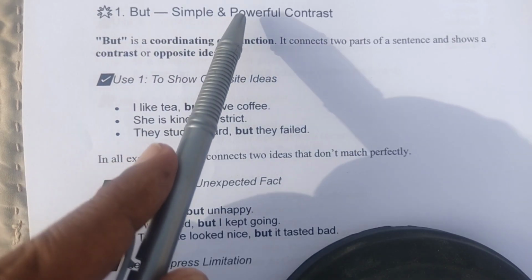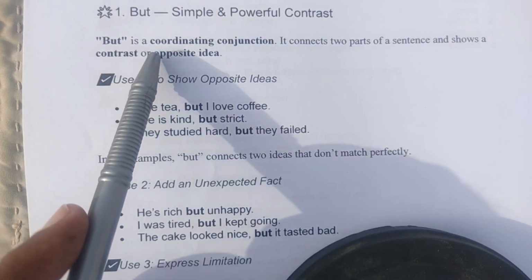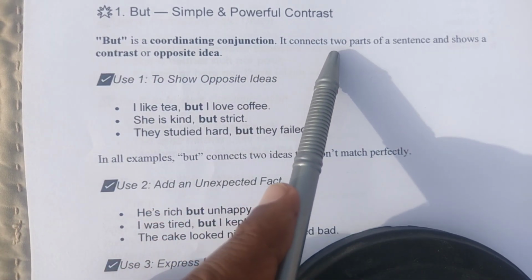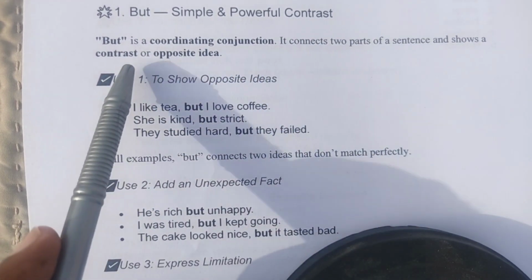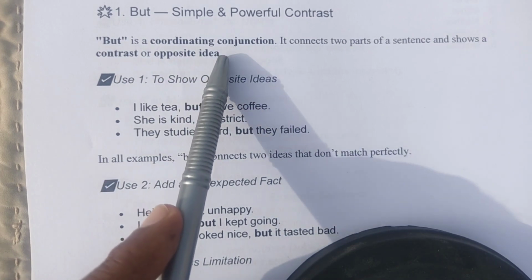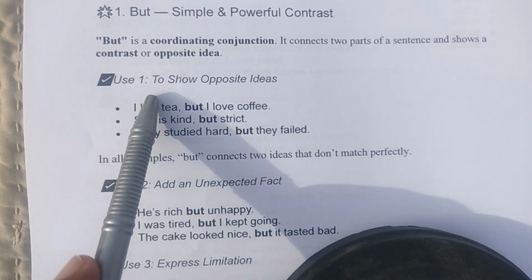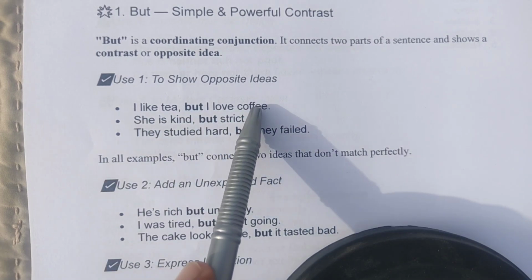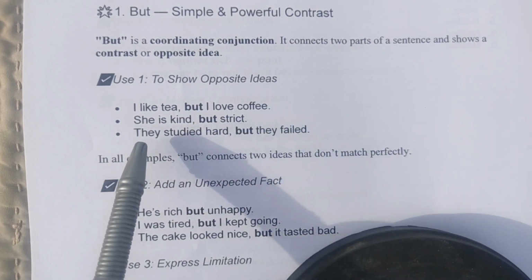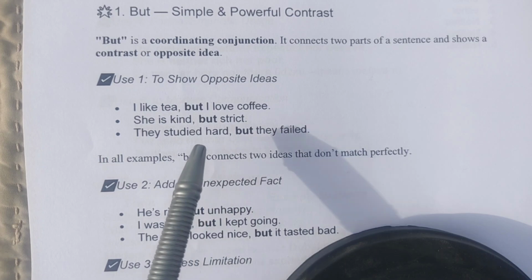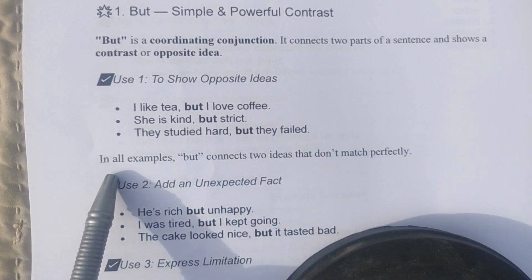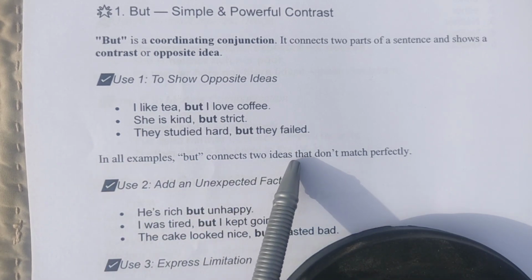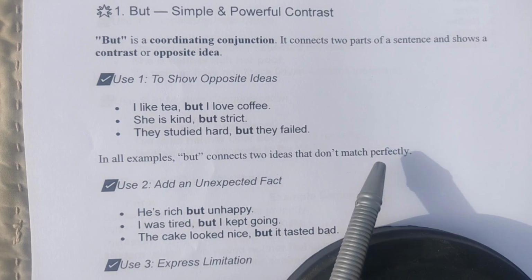But, simple and powerful contrast. But is a coordinating conjunction. It connects two parts of a sentence and shows a contrast or opposite idea. Use 1: to show opposite ideas. I like tea, but I love coffee. She is kind but strict. They studied hard, but they failed. In all examples, but connects two ideas that don't match perfectly.